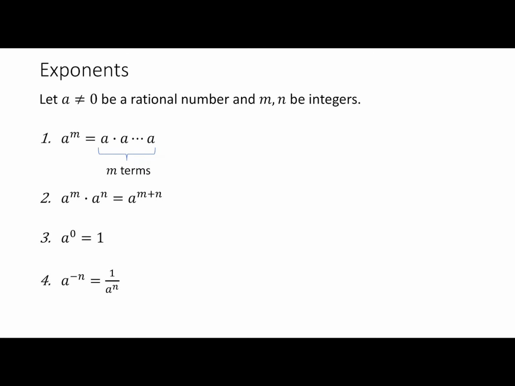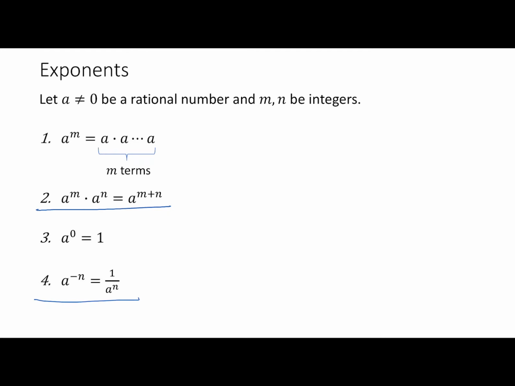Okay. All right, so our last topic in this section is exponents. So now I'm thinking of a rational number, a, and I've got integers m and n as my exponents. If I take a to the power m, that means multiply a by itself m times. Same property as we've seen before. When I take the same base and take a to the m times a to the n, I add the exponents. If I take any rational number to the power 0, I get 1.